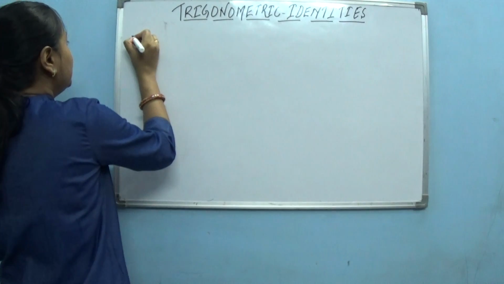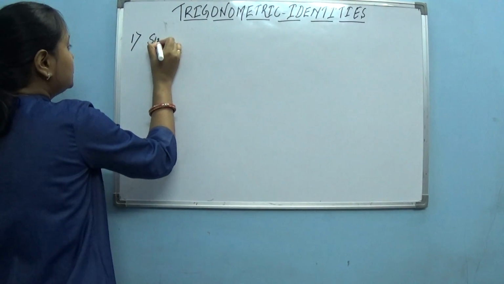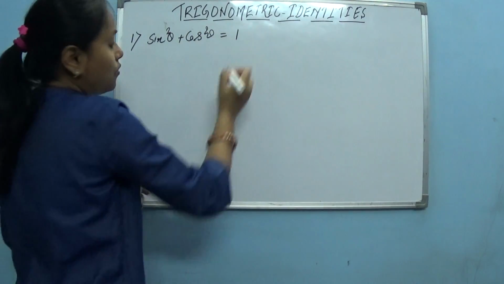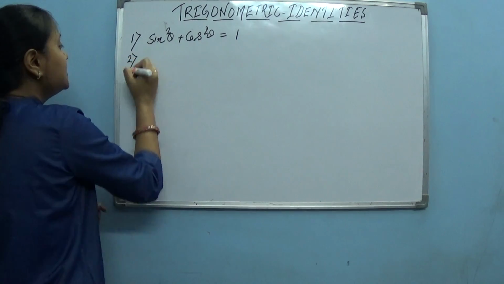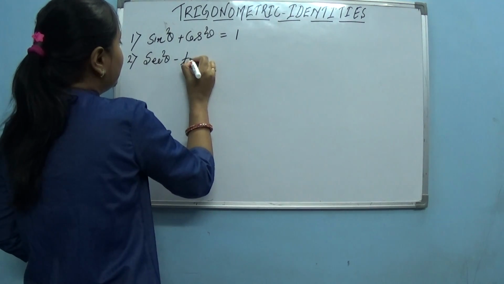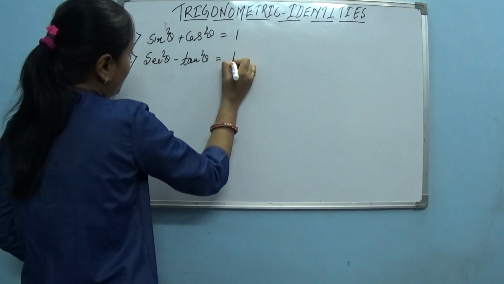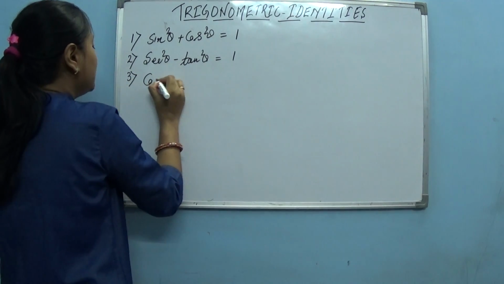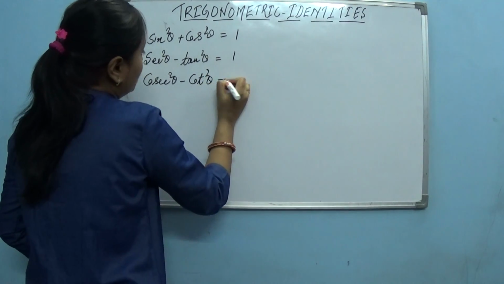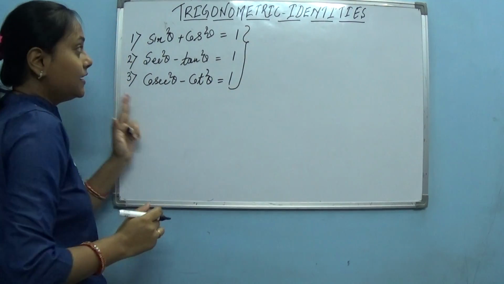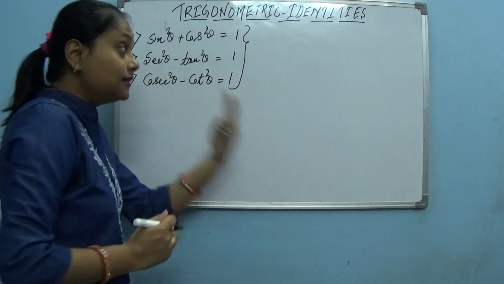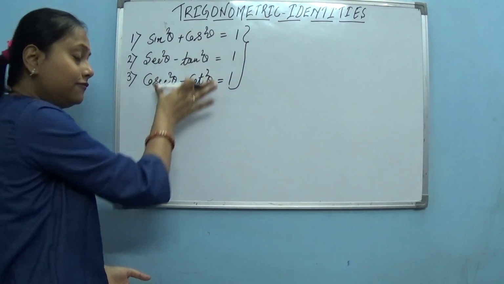The first fundamental identity is sin square theta plus cos square theta is equal to 1. The second fundamental identity is sec square theta minus tan square theta is equal to 1. And the third identity is cosec square theta minus cot square theta is equal to 1. These 3 are fundamental trigonometric identities and you can solve any other trigonometric identity with the help of them.